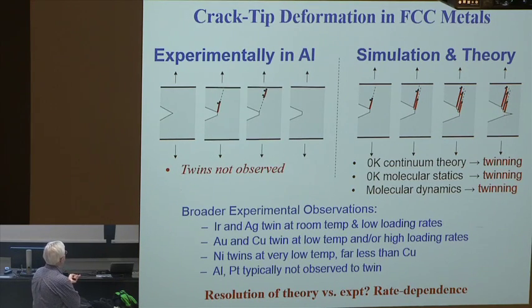So if you look more broadly, some FCC materials, like iridium and silver, twin at room temperature and low loading rates. Aluminum and copper twin at low temperature or high loading rates. Aluminum and platinum are typically not observed to twin. But in fact, in molecular dynamics, all of these twin. So you do molecular dynamics, and you predict that they all should behave the same, and experimentally they don't.